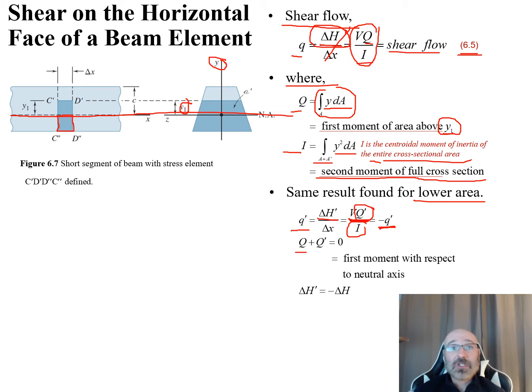So we can say Q plus Q prime is equal to 0 if we look at the relationship between those variables. This is our first moment with respect to the neutral axis, which is still right there. It also lets us know, if we go back into the relationship for our delta h on the top, that delta h prime is equal to negative delta h. So Q plus Q prime is equal to 0, and we have the relationship that delta h prime is equal to negative delta h.